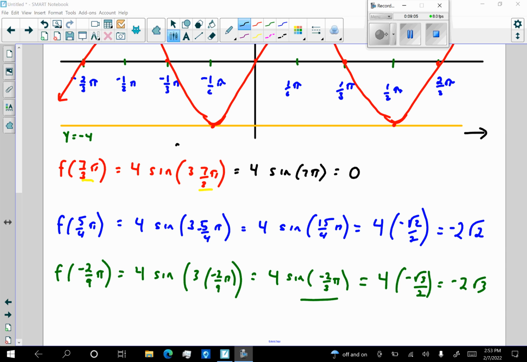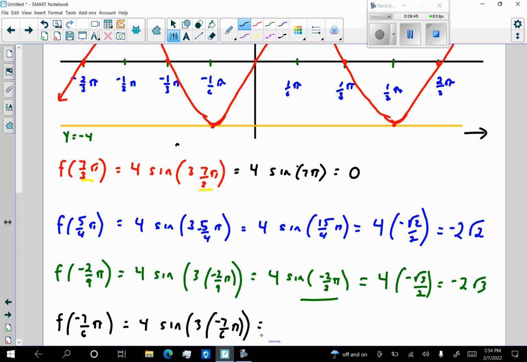We have one more function value to find, and that last function value that we want to find is going to be f of 10/2 pi. Oh no, I was reading the wrong problem. I apologize. So it's going to be negative 7/6 pi. What the heck is that going to be? That's going to be 4 times the sine of 3 times negative 7/6 pi.